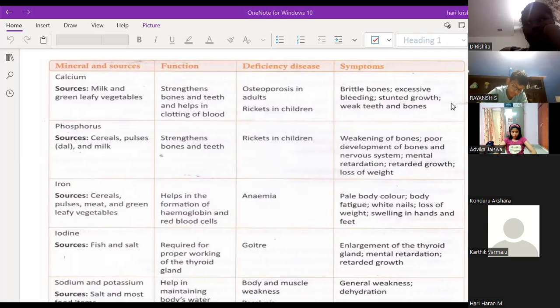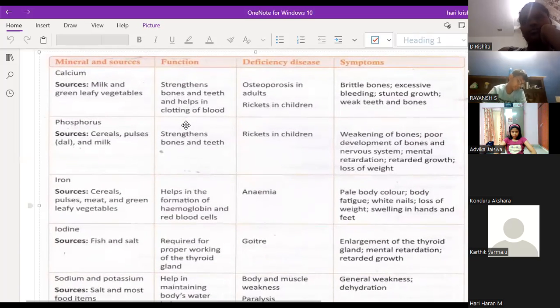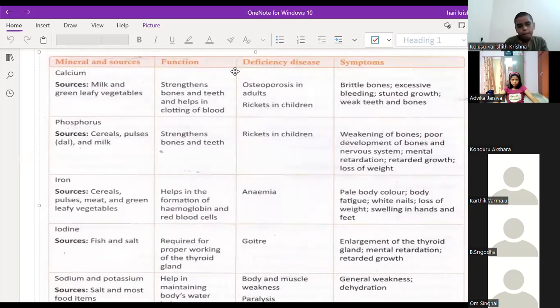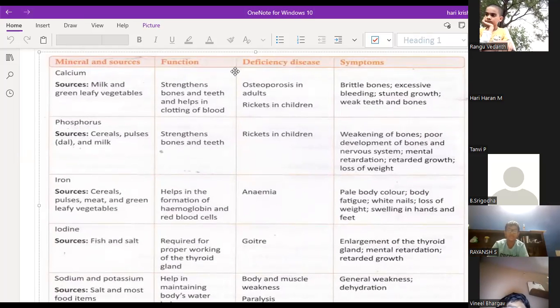Sir, phosphorus, sir. Yeah. Phosphorus. Can you see the screen first or not? Yeah, no, sir. What about the remaining students? Can you see the screen? Yes, sir. Okay. Sir, I can see now, sir. Yeah, fine.